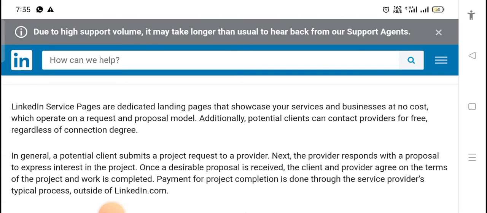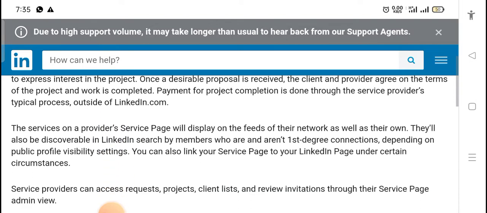LinkedIn service pages are dedicated landing pages that showcase your services and businesses at no cost, which operate on a request and proposal model. Additionally, potential clients can contact providers for free, regardless of connection degree.